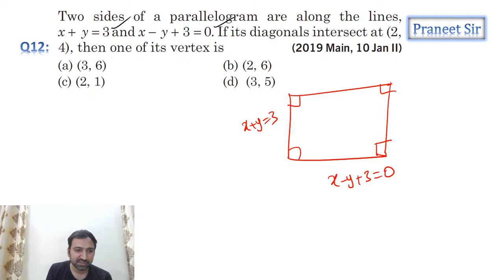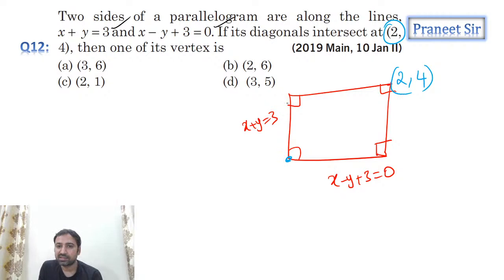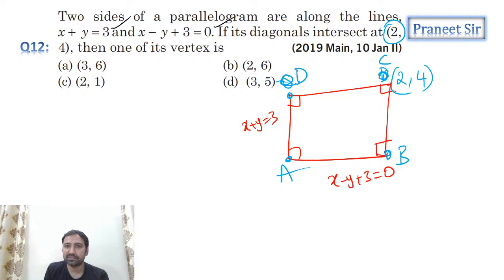And what else he gave? He gave a point 2, 4. One vertex is 2, 4. So compulsory this should be 2, 4. Why? Because this ABC is lying on these two lines, but 2, 4 is not satisfied by any of these two lines. So compulsory it should be the fourth point 2, 4. Okay, let's take it this way. This is C and this is D. You take it. So tell me now. Diagonals intersect at 2, 4. Okay, this is not 2, 4.